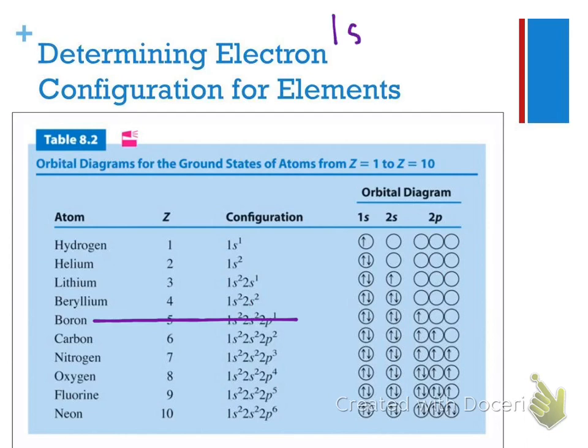The 1s orbitals, are they full? Yes, they have to be, right? They have to be. 2 electrons can fit in that orbital. The 2s orbitals, are they full? Yes, right? They have to be, right? In order to get to boron to move along, they have to be full.